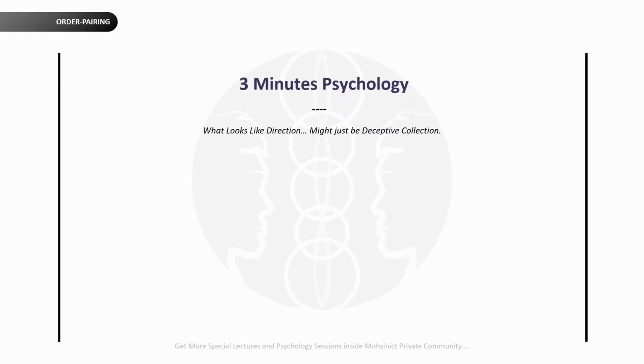What looks like direction might just be the deceptive collection of buy stops or sell stops. This is actually the illusion of intent. You see price pushing one way, your instinct locks onto it like it's a confirmation. That's the illusion. Thinking the market owes you continuity just because it showed momentum is a foolish move. We are wired to trust momentum. That's our brain. But order pairing is about resisting the instinct to assign meaning too early.